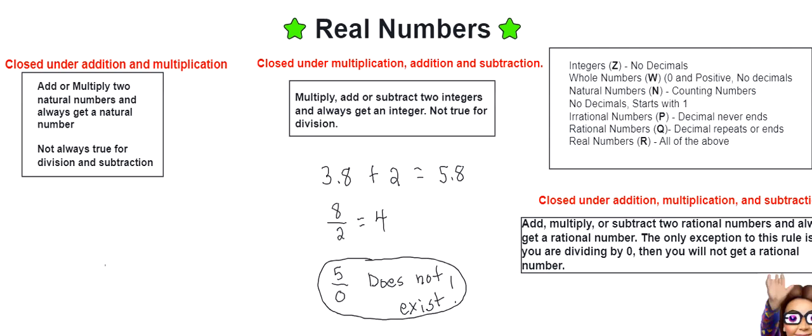So if I do 0 times any number, 0 times the square root of 2, because square root of 2 is irrational. Well, 0 times anything is 0, and 0 is a rational number. So the only exception to that rule is 0. All right.